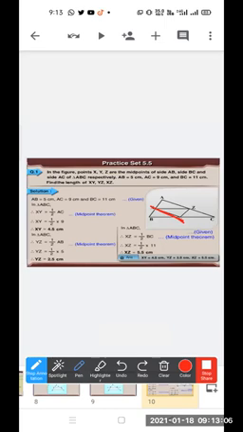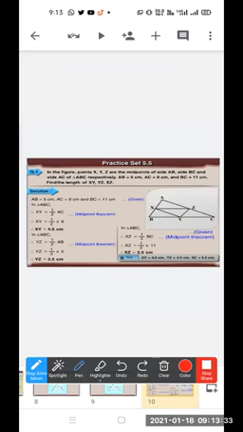What is the midpoint theorem? That the segment joining the midpoints of any two sides of a triangle is parallel to the third side and half of it. Here X and Y are the midpoints of sides AB and BC. So by applying the midpoint theorem, we are going to solve.